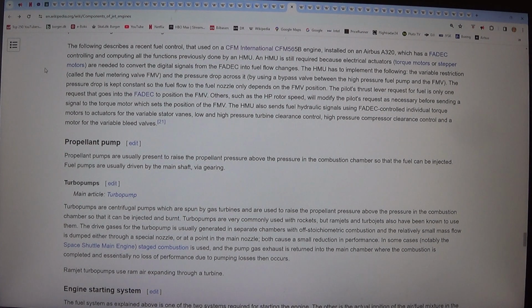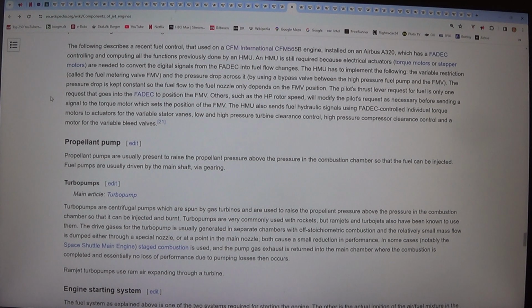The HMU has to implement the following: the variable restriction, called the fuel metering valve (FMV), and the pressure drop across it, by using a bypass valve between the high-pressure fuel pump and the FMV. The pressure drop is kept constant so the fuel flow to the fuel nozzle only depends on the FMV position. The pilot's thrust lever request for fuel is only one request that goes into the FADEC to position the FMV. Others, such as the HP rotor speed, will modify the pilot's request as necessary before sending a signal to the torque motor which sets the position of the FMV.